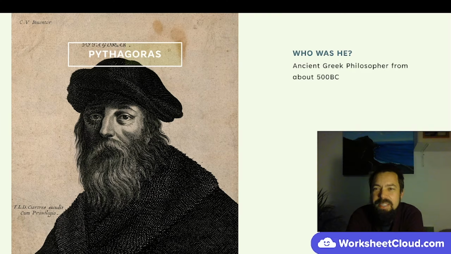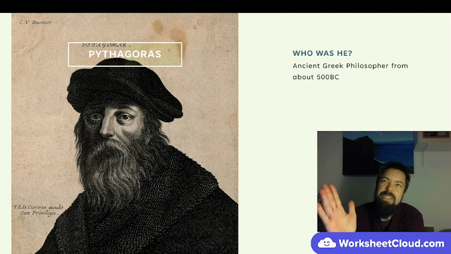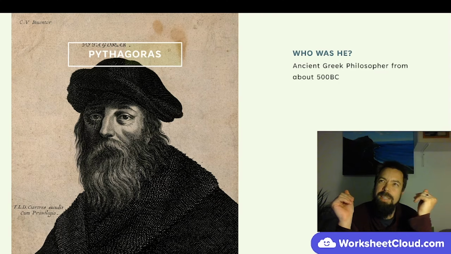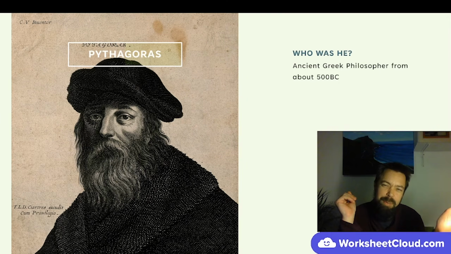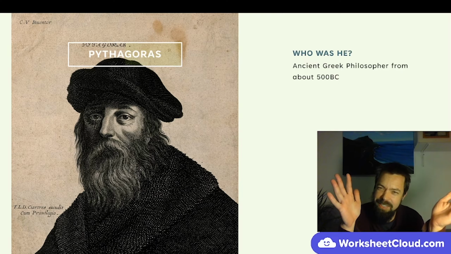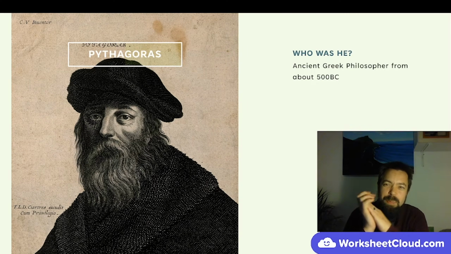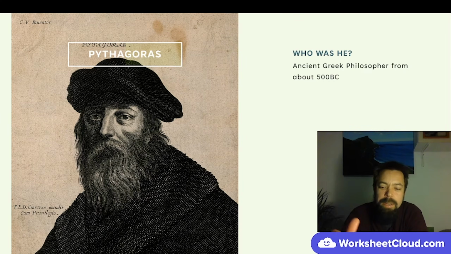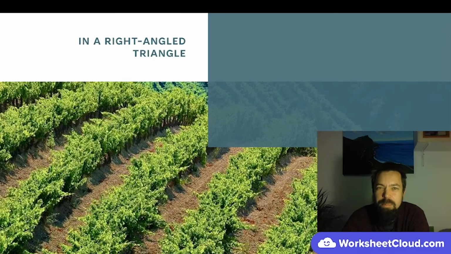So who was he? He was a Greek philosopher. He lived around 500 BC. I think he was born 570 BC and he died in 495 BC. And if that confuses you, it probably confuses most people. It's because they were counting down the years to the birth of Jesus with BC. We should probably say BCE, which is before the Common Era, and CE, which is the Common Era. But it's a long time ago. It doesn't look very exciting, but I quite like his theorem.